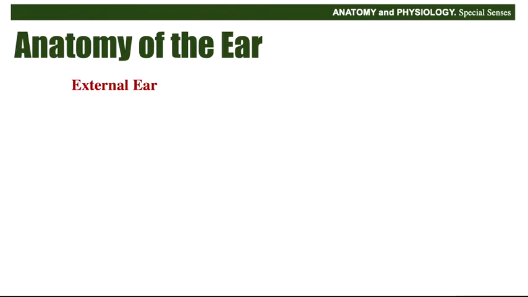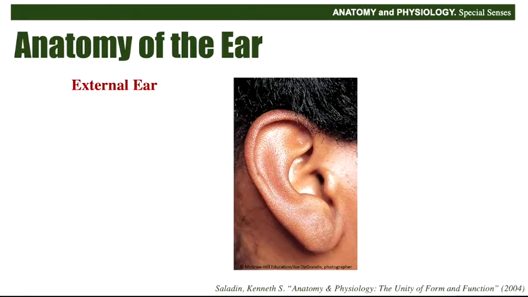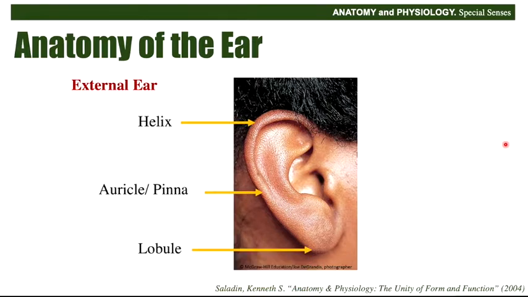The external ear is composed of this fleshy structure known as the auricle or pinna. It is primarily made up of elastic cartilage, and in many animals it is effective at collecting sound waves and directing them to the inner parts. This rim of the auricle is the helix, while this inferior portion is called lobule.